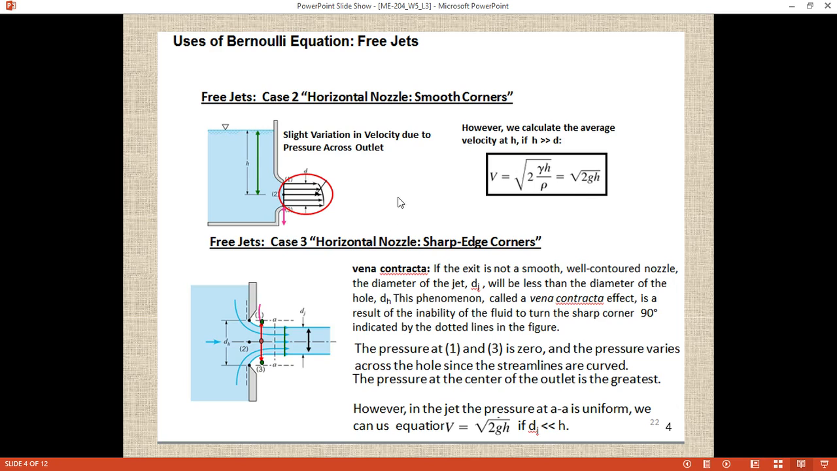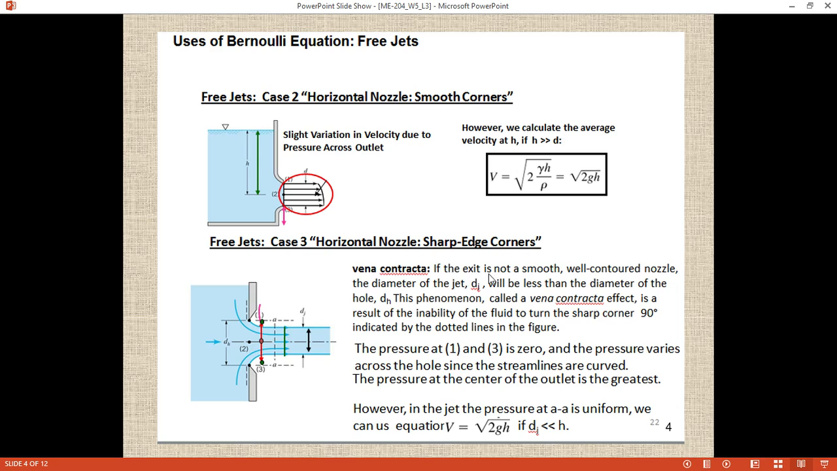Now case 3, where there is another concept: the horizontal nozzle with sharp edge corners. Here you can see the nozzle is not as smooth as it was in the previous case. Here the discharge is very sharp. In that case, what we see is the vena contracta, which is another concept. So what is vena contracta?